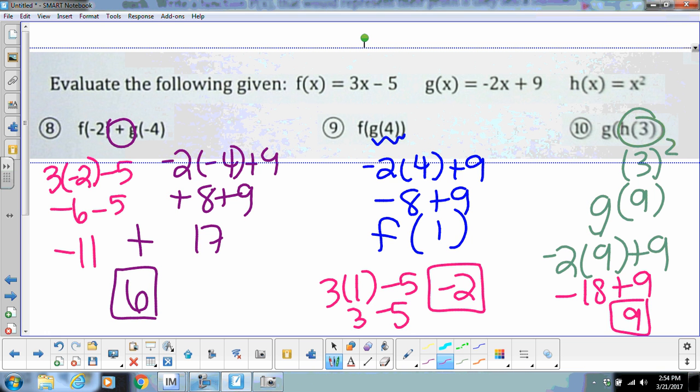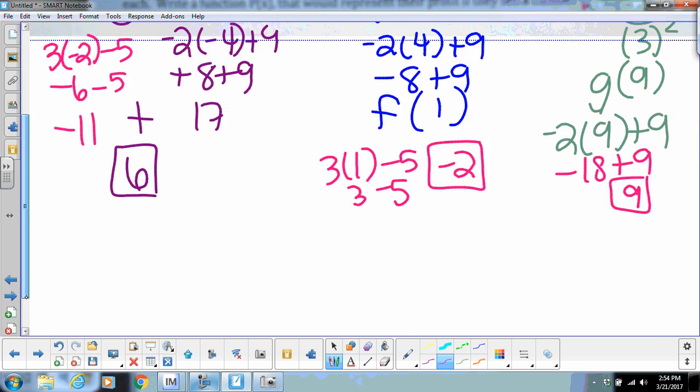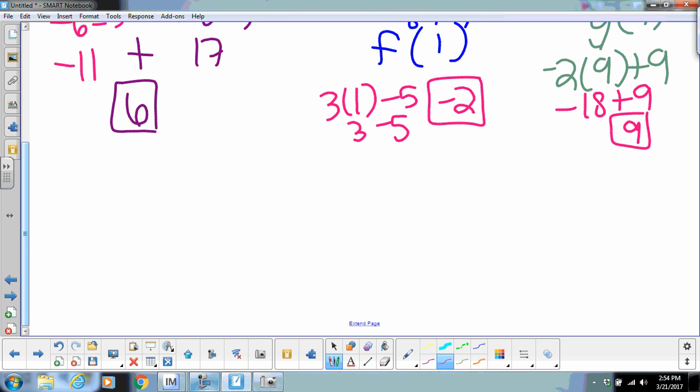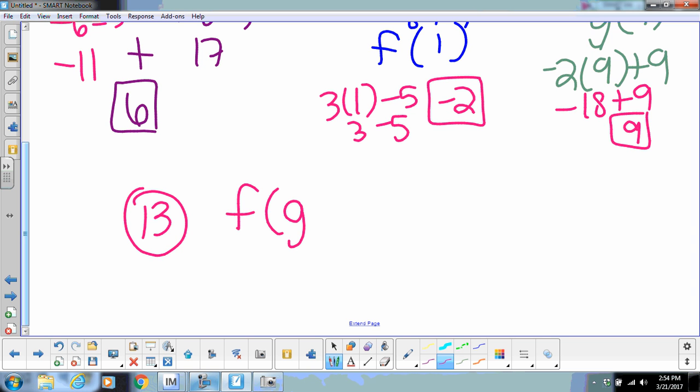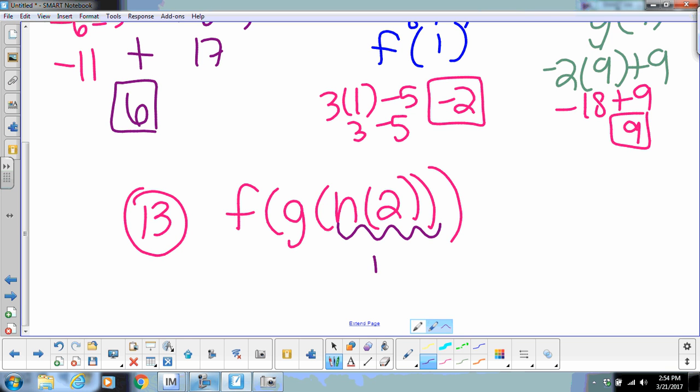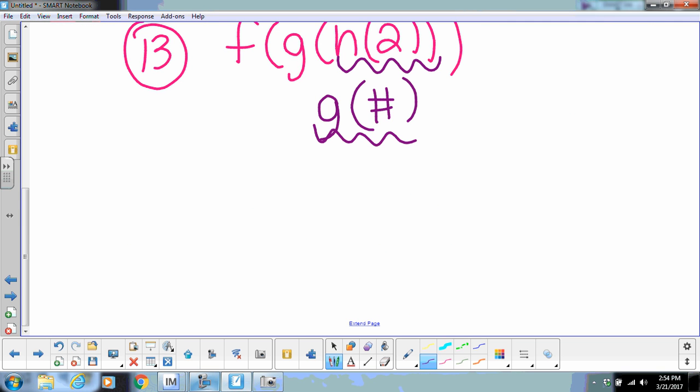Okay, and I do want to talk real quick. I'm not going to work it out for you because it's kind of a challenge problem about number 13. Number 13 says F, G, H, 2. So you will start with H of 2. That will give you a number. You will do G of that number. That will give you another number. And then you will do F of that last number.